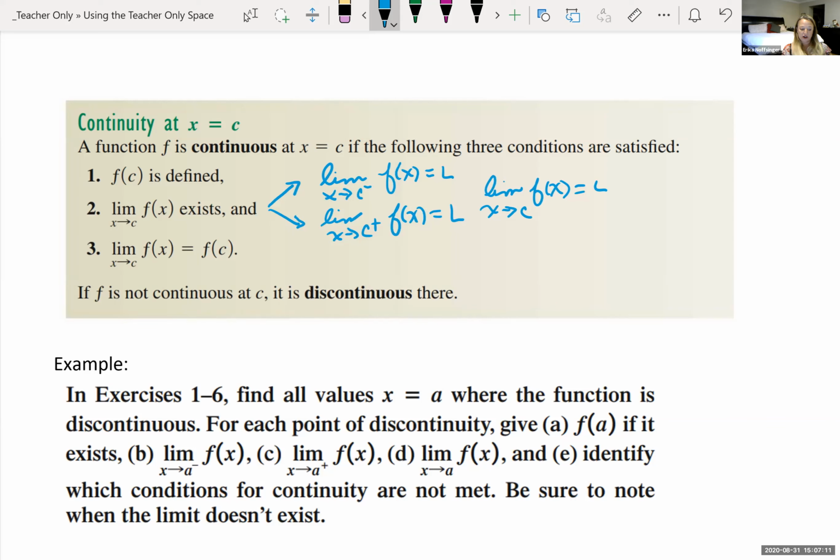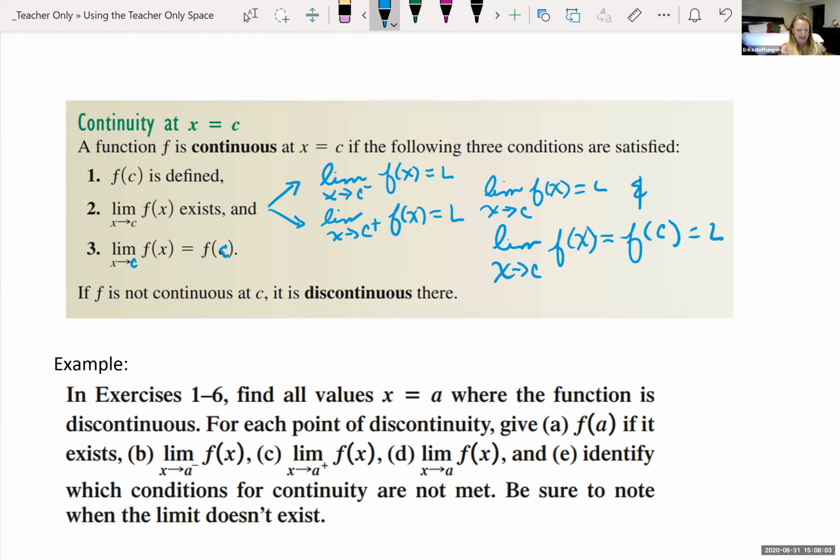And then the last thing that we have to show is that this f of c value that's defined is the same number that we got back when we took the limit as x went to c. The limit as x approaches c of f of x is equal to f of c, which in our case I called L. Okay, so again, maybe multiple of those won't hold, but if one of those doesn't hold, then we say that it's not continuous. So if f is not continuous at x equals c, we say it is discontinuous there.